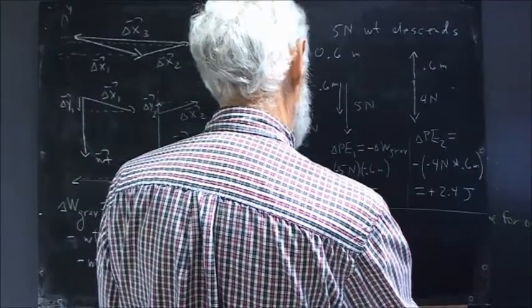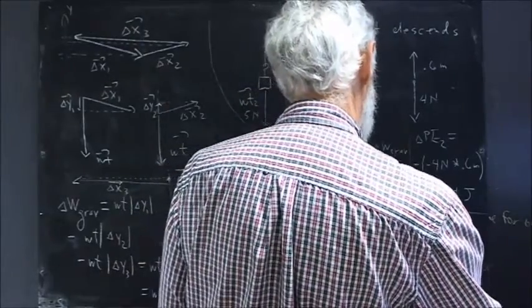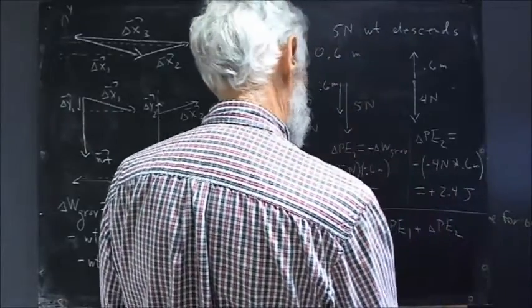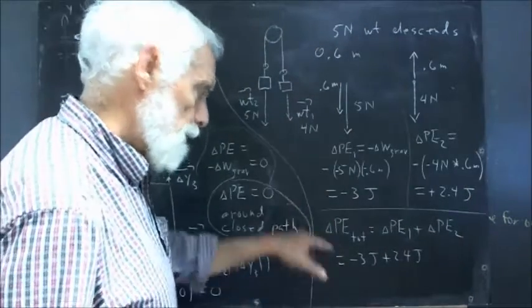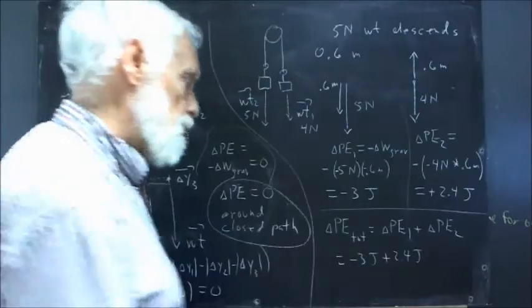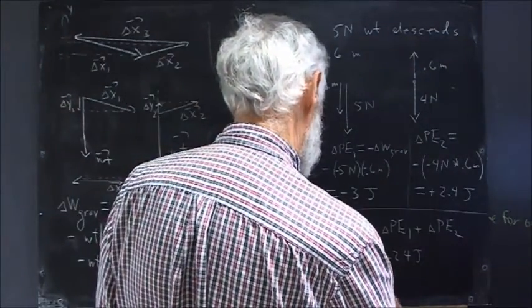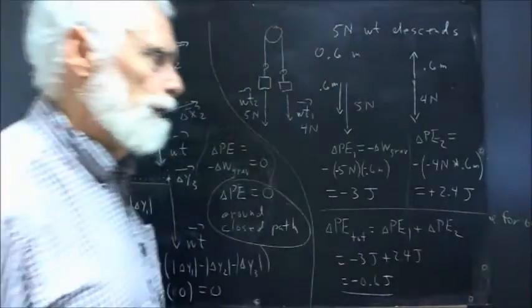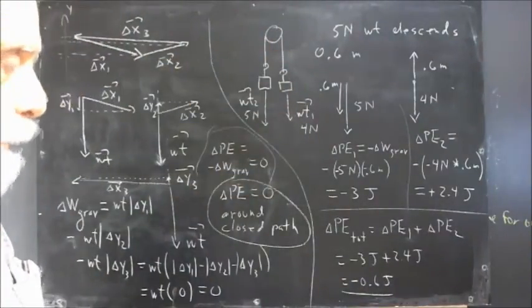Okay, in any case, the delta PE total equals delta PE1 plus delta PE2, which equals negative 3 joules plus 2.4 joules. Okay, and I'm blocking that, I know, but this should be fairly clear. It equals negative 0.6 joules. Now you're also asked to find the speed of the system at that point.